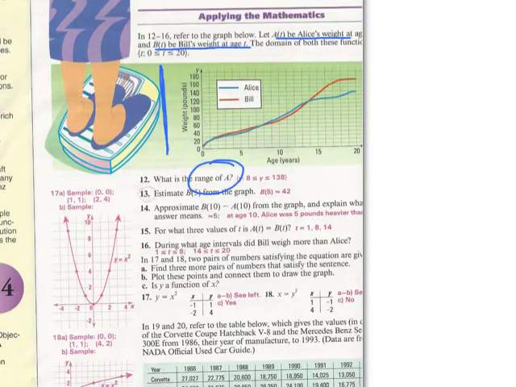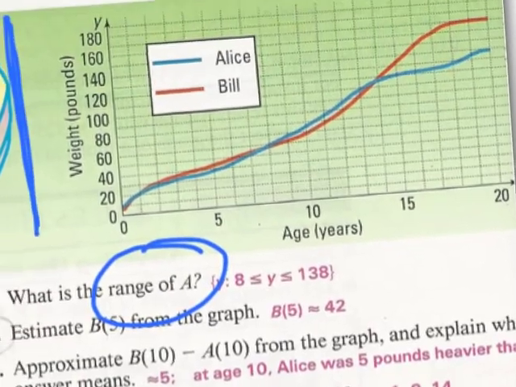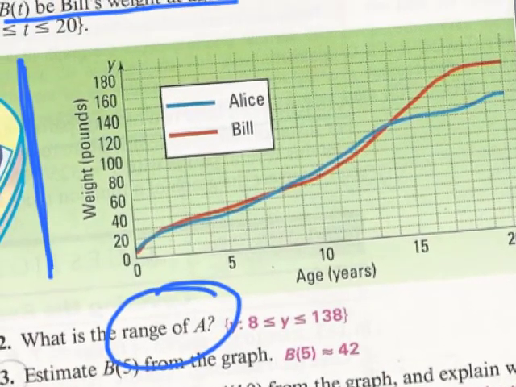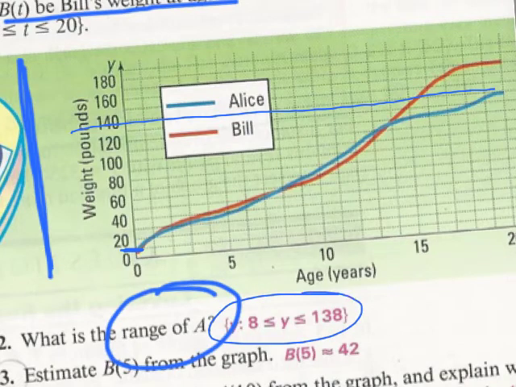In fact, let's see if I can blow this up some. Here we go. The range of A is the lowest point of A to the highest point of A. And I would say, if I had to guess, I would go from about 10 to 140. And I see that the answer actually that they gave here was 8 to 138. It looks like they estimated a little more closely, but I would take anywhere between right about 10 to 140.